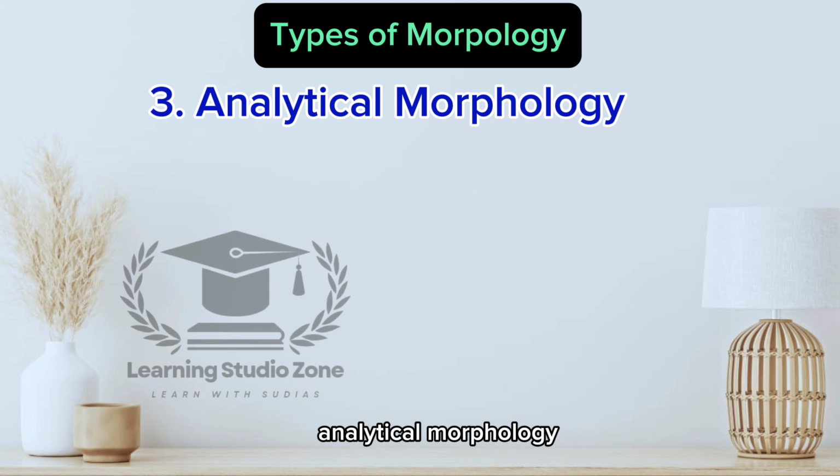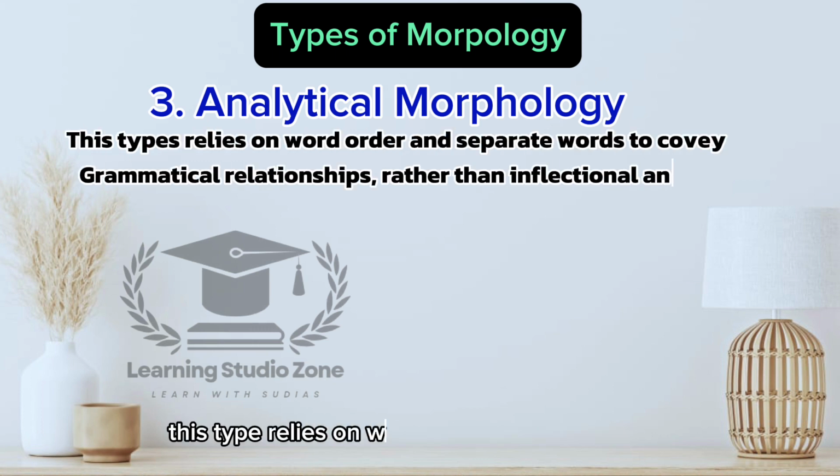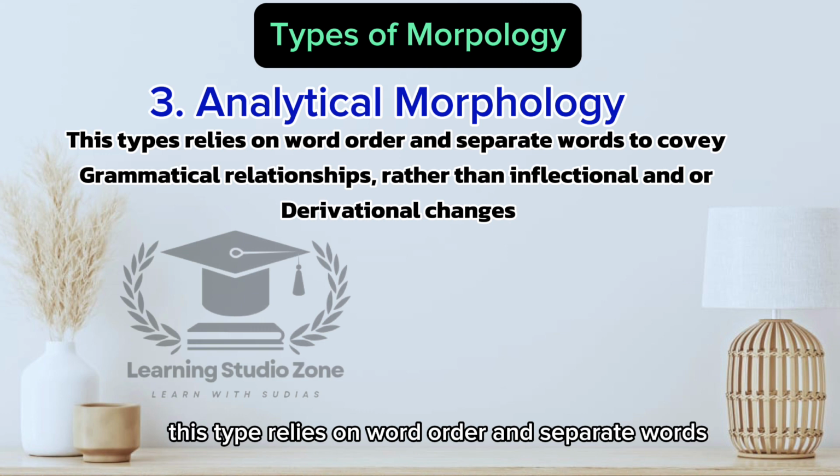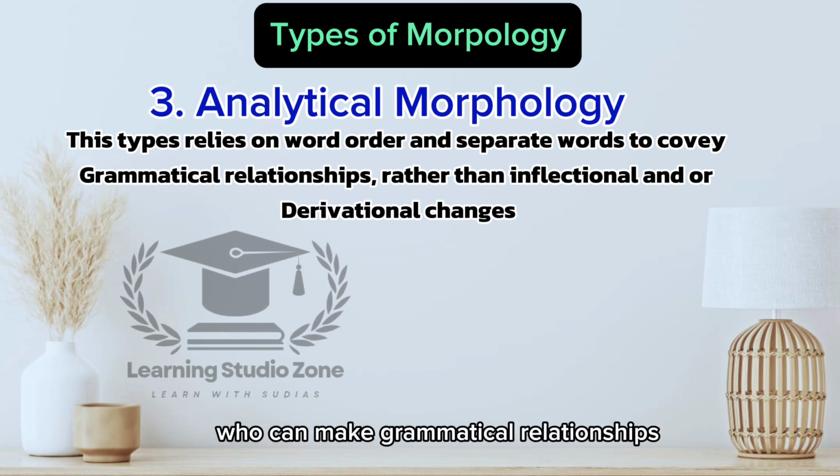Analytical morphology. Also known as isolating morphology, this type relies on word order and separate words to convey grammatical relationships rather than inflection or derivation changes.